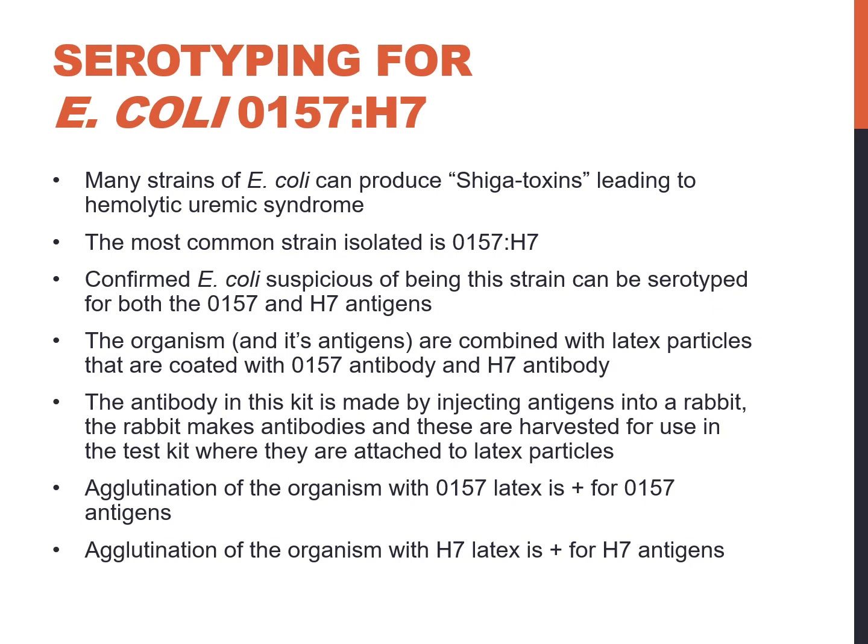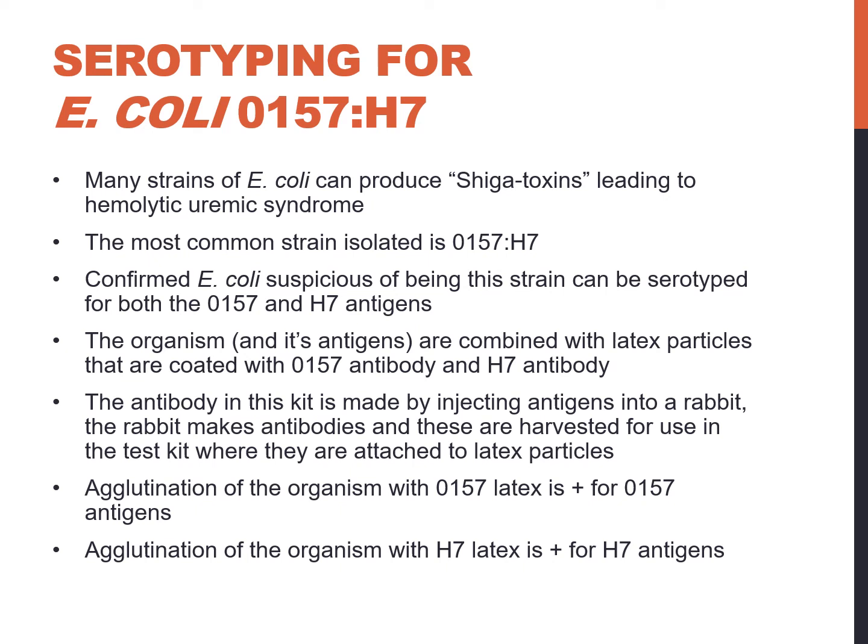Serotyping for E. coli O157:H7 is similar to serotyping for Salmonella or Shigella. Many strains of E. coli can produce Shigella-like toxins known as shigatoxins, and those shigatoxins can lead to certain diseases or complications, one of which is hemolytic uremic syndrome. The most common strain of E. coli that causes problems is O157:H7. What that means is O is the somatic antigen 157 and H is the flagellar antigen 7. So that's how it's been serotyped.